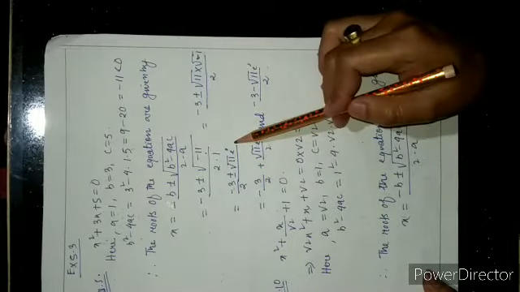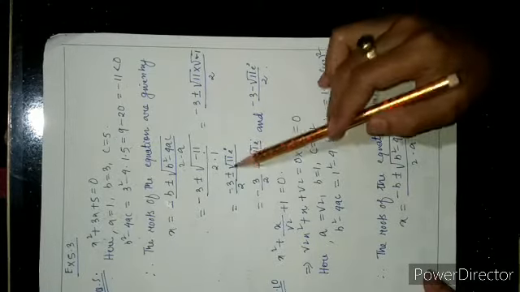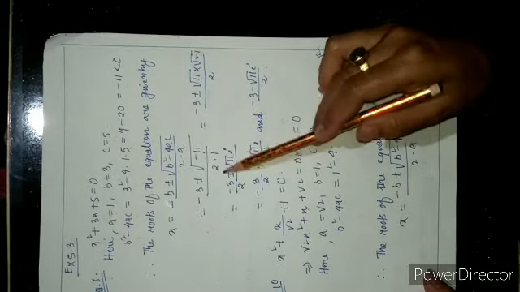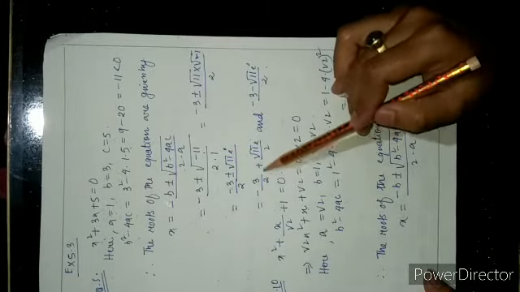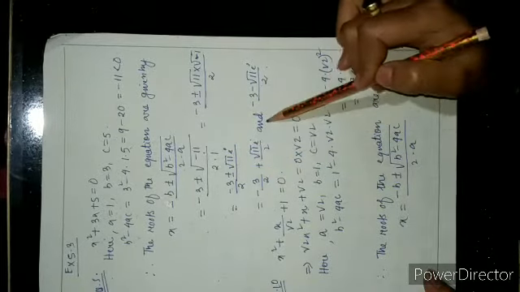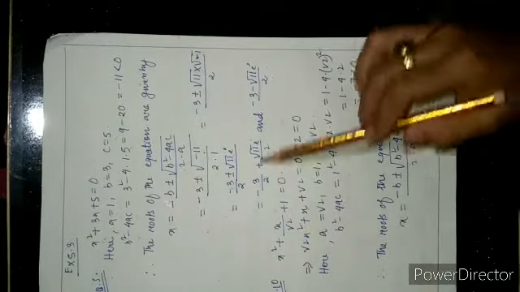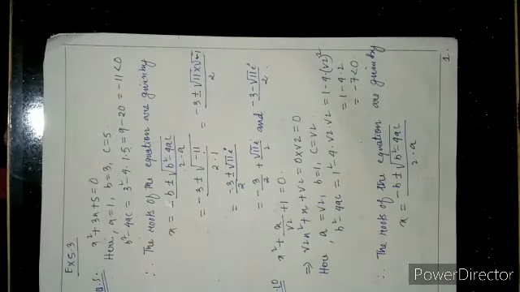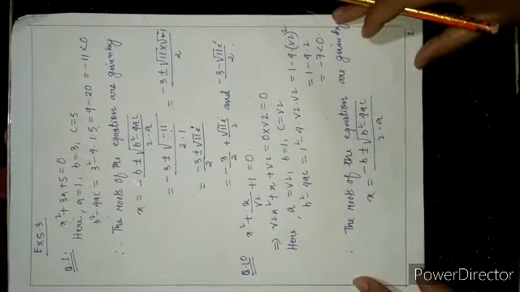Then write this expression in a plus ib form, the complex number form, with the plus sign and the minus sign. First, let us take the plus part of this expression: minus 3 by 2 plus root 11 i by 2, and the second expression is minus 3 minus root 11 i divided by 2. These two complex numbers are the roots of the quadratic equation x square plus 3x plus 5 is equal to 0.